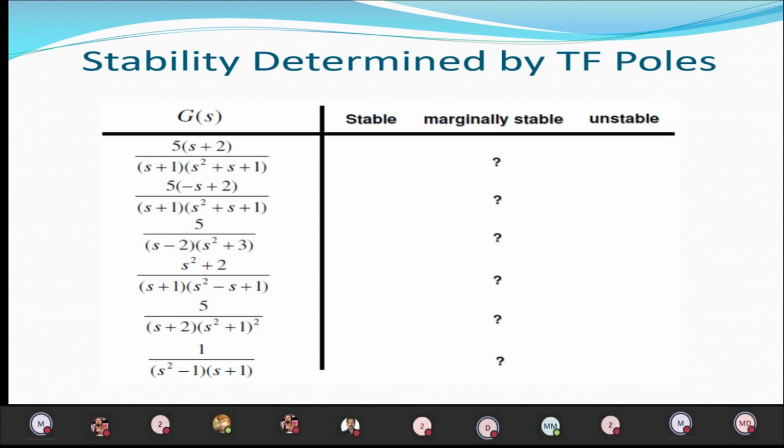Similarly for the second case, where the zeros are also presented. In the third case, you can see one pole is located in the right half of the S plane. Therefore, the system is said to be unstable. Like that, we can say whether the system is stable or not, depending upon the location of the poles of the system.